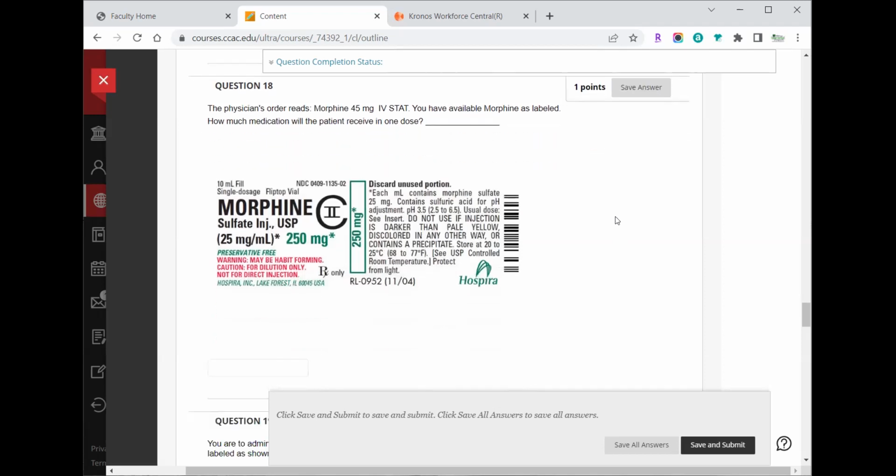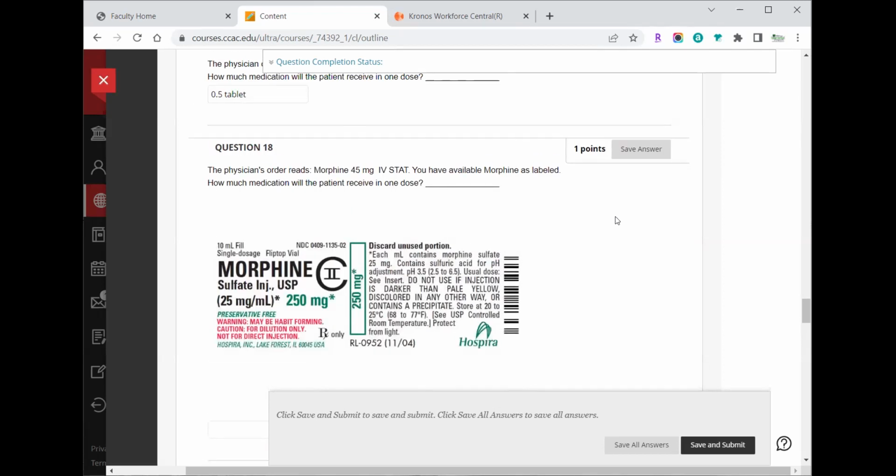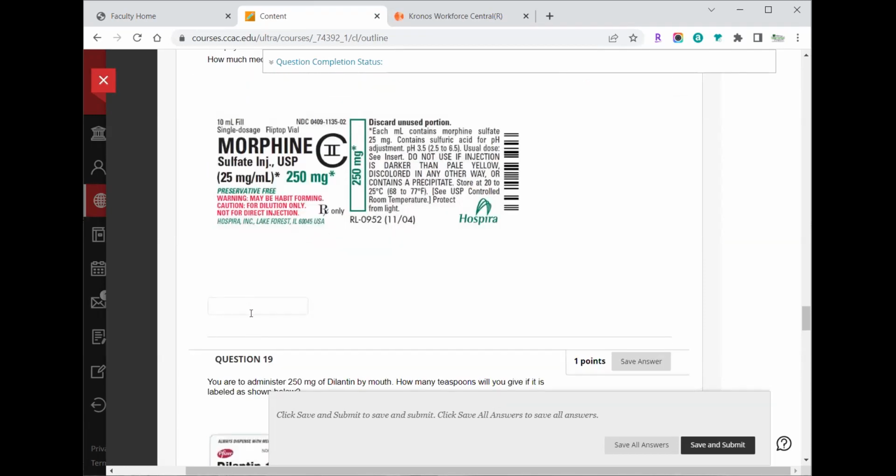All right. Here is morphine, 45 milligrams IV. So IV already tells you intravenous. It's going to be a liquid. So if you didn't know anything else, how much medication will the patient receive in one dose? It tells us 250 milligrams, and then it says 25 milligrams per milliliter. We're going to use the 25 milligrams per milliliter for solving the math. So I'm going to take my order of 45, divide by 25, and I'm going to get an answer of 1.8 milliliters.